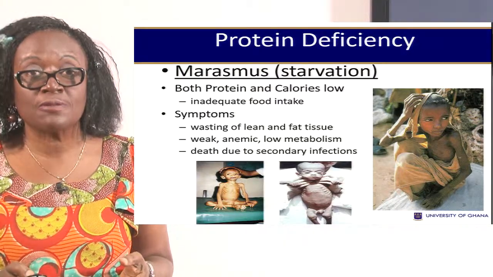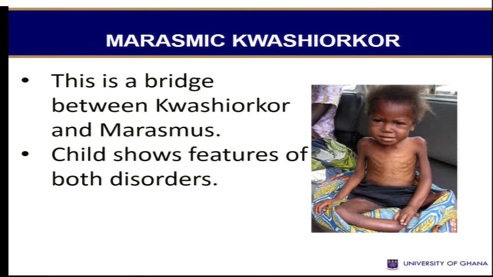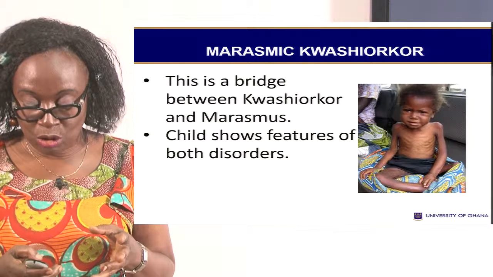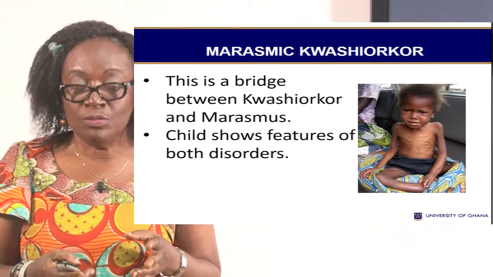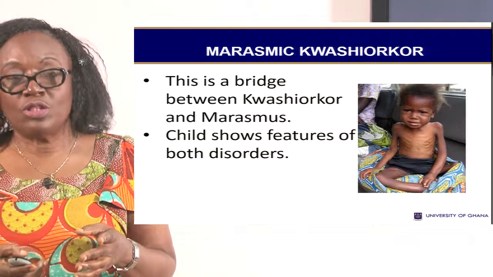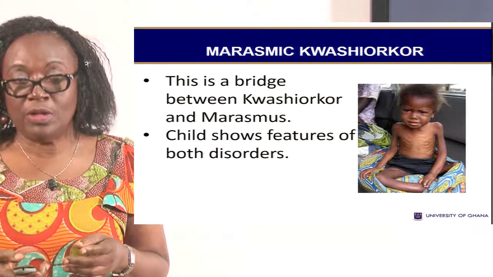Then the third one, which I said is a bridge between Kwashiorkor and Marasmus, shows features of both. So when you look at this child, you can count the ribs. You can see that is typical of a marasmic child. Look at the hair, typical of Kwashiorkor child. Look at the legs. You see edema, typical of a Kwashiorkor child. So here she is showing both characteristics. So this is marasmic Kwashiorkor. So you should be able to differentiate between Marasmus, Kwashiorkor, and a child who is suffering from marasmic Kwashiorkor.